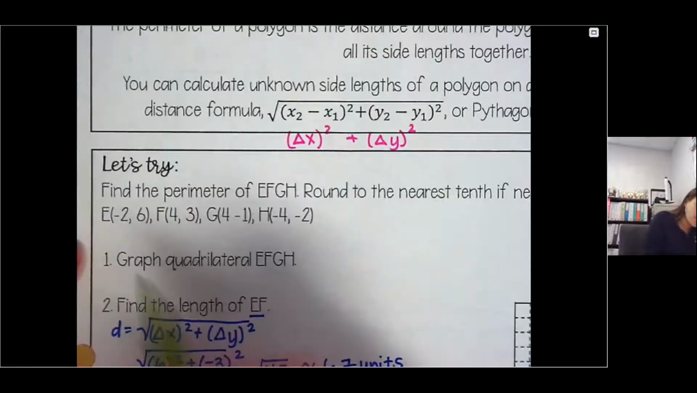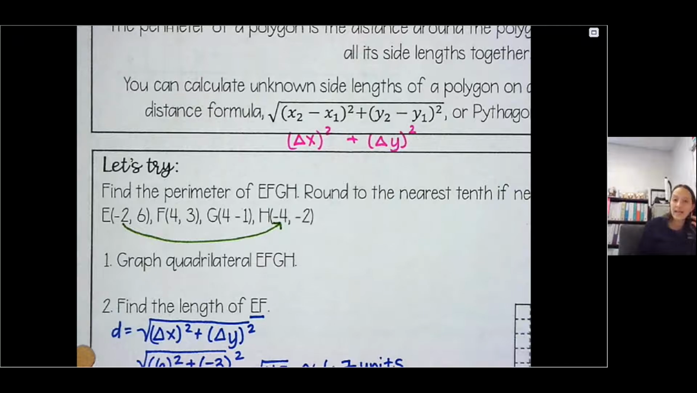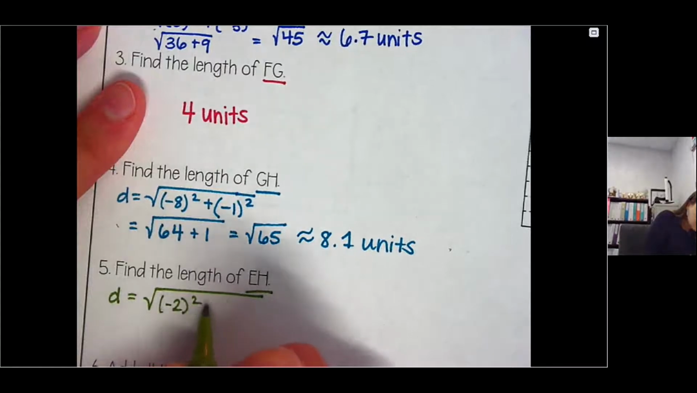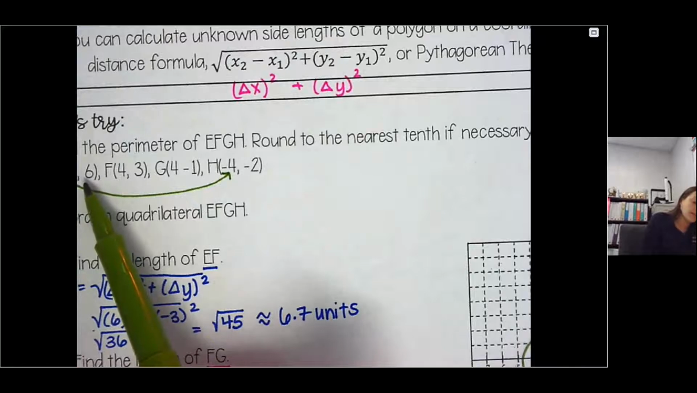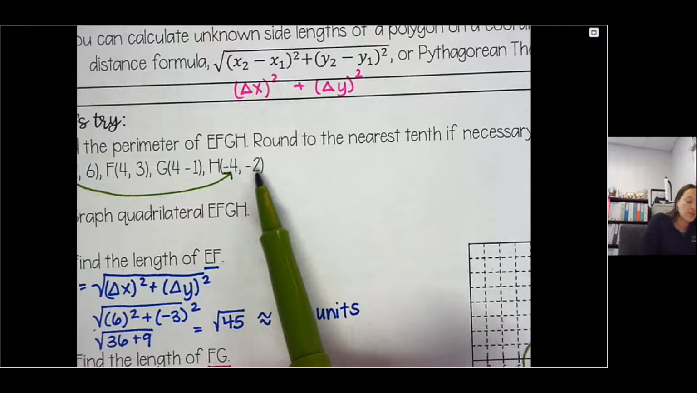So if I'm going from -2, if I'm looking at my X values, from -2 to -4, I am subtracting 2. And then for my Y values, if I'm going from a +6 to a -2, I'm really subtracting 8.